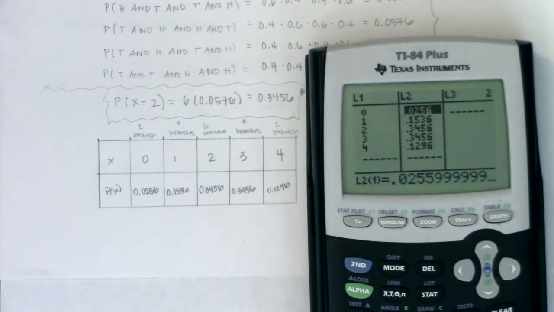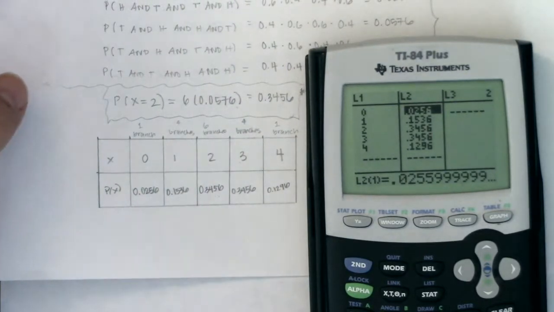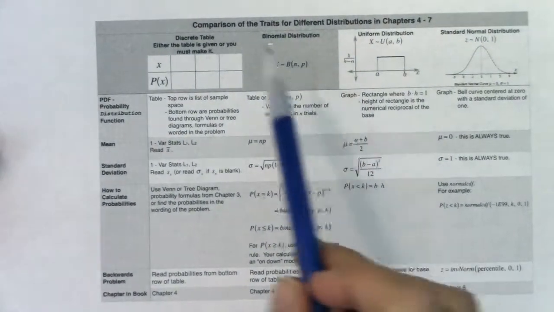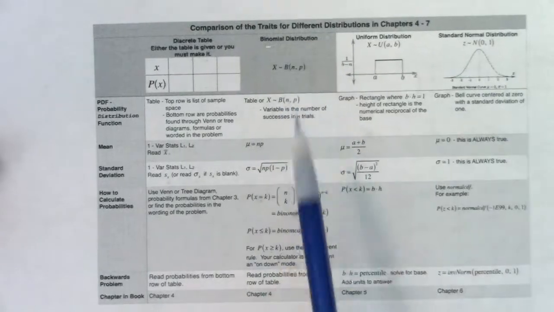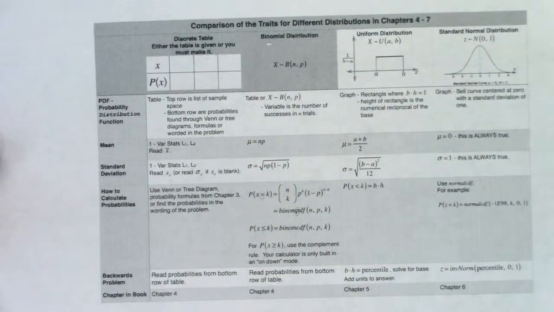So the big catch here is realizing you're in a binomial experiment, all right? Sometimes we tend to forget. We think, all right, I've got to make a table. And usually you do, but there's that special case and it's pretty common. So if you can recognize you're in a binomial, then instead of making that table, you just write this symbol and you're going to use binomial PDF or CDF depending on what the question states.